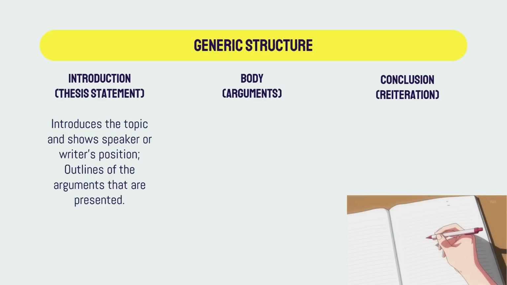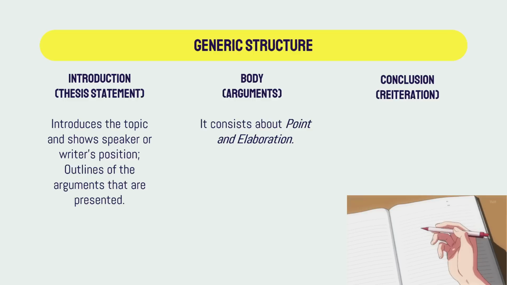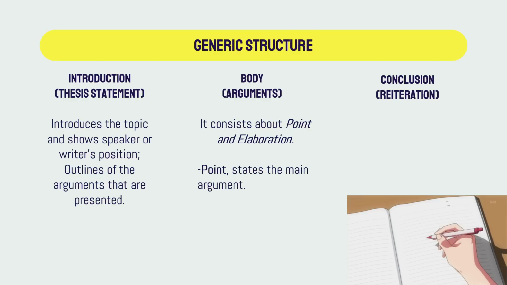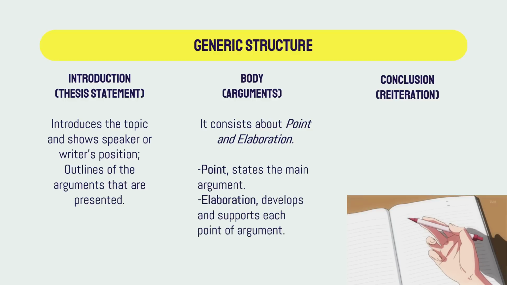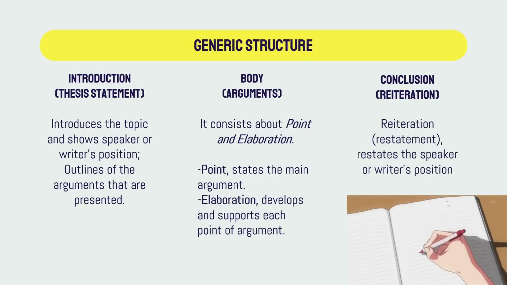It is an outline of the arguments that are presented. Body or arguments. It consists of point and elaboration. Point states the main argument, and elaboration develops and supports each point of the arguments. The last one is conclusion or a reiteration. It could also be a restatement because it restates the speaker's or writer's position.